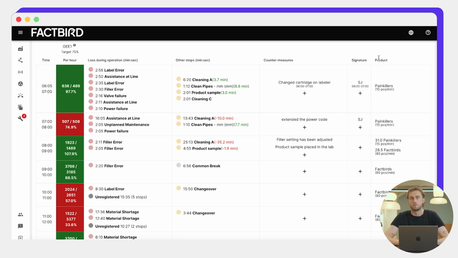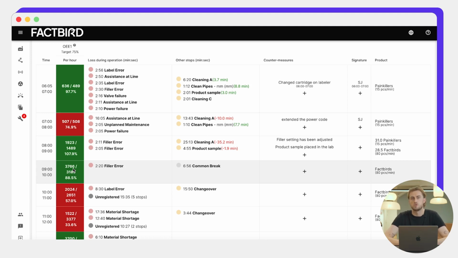You also get an overview of which product was running at this time. So as you can see, painkillers were running all the way until halfway through 8 and 9 a.m. when this Fatbirds product started running. So here again, you can start to see that 6 to 7 a.m. was quite a good hour with 97% OEE, and then it fell to 74.9%, went over 107%, 88.5%. So you can start to identify which were the good hours and which were the bad hours.